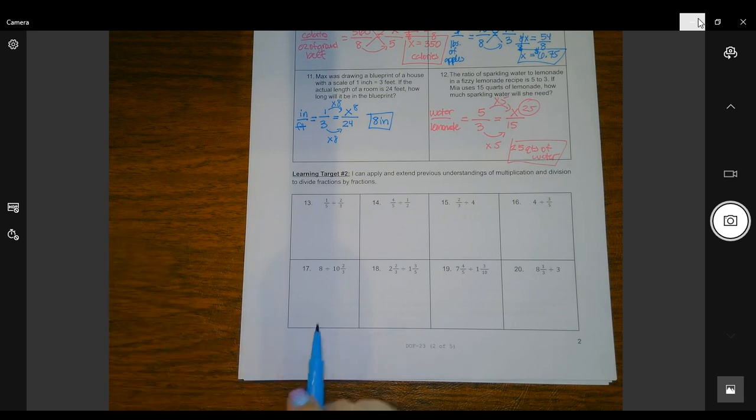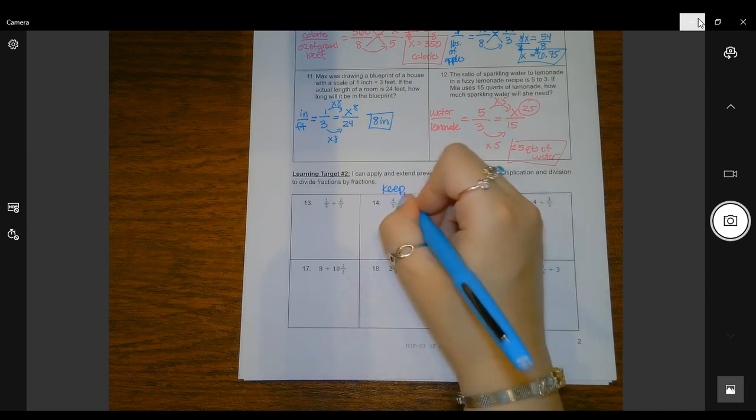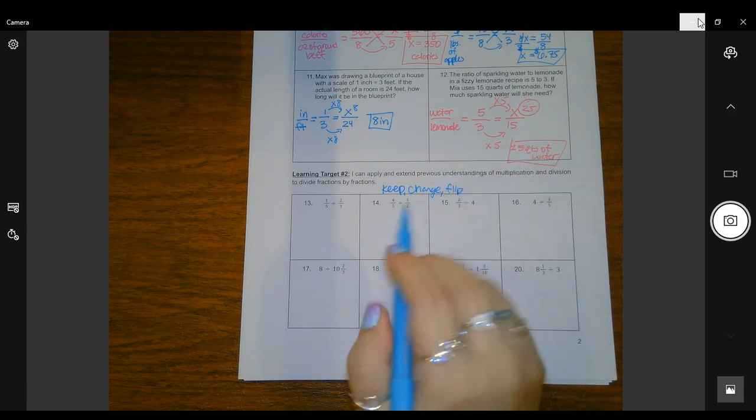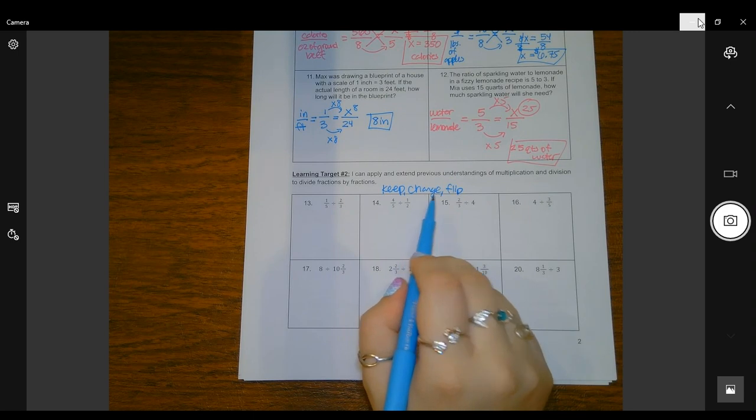Okay, this very first one says 1/5 divided by 2/3. What's something important that I need to remember when I'm dealing with dividing with fractions? That's right. Hopefully that keep, change, flip popped into your head. Keep, change, flip. And what does that stand for? You keep the first fraction the same, you change the division sign to multiplication, and you flip that second fraction.